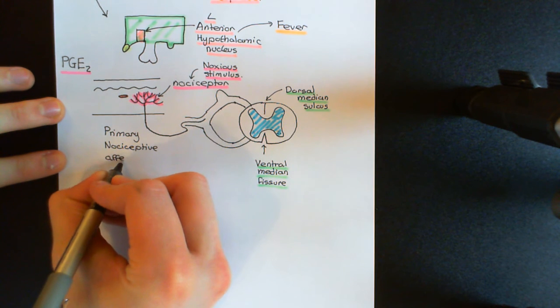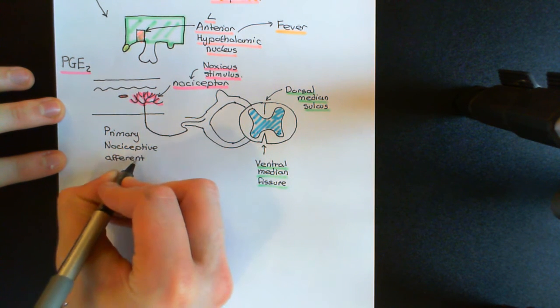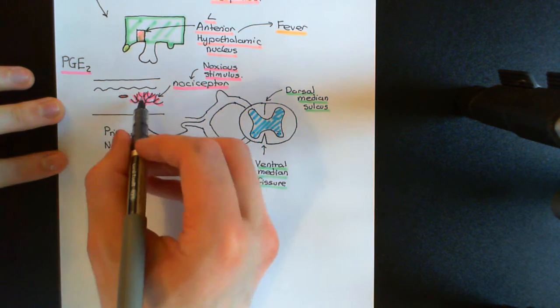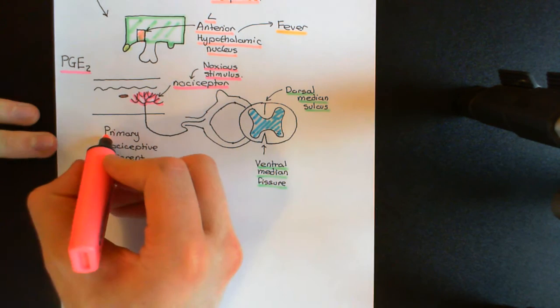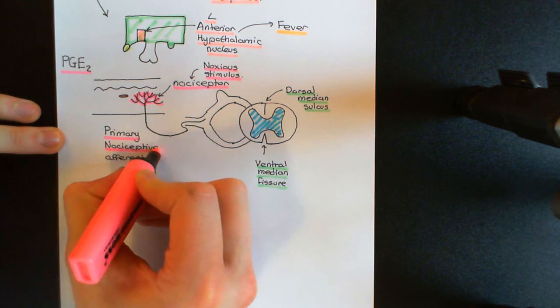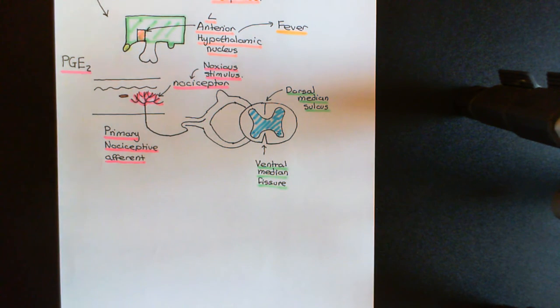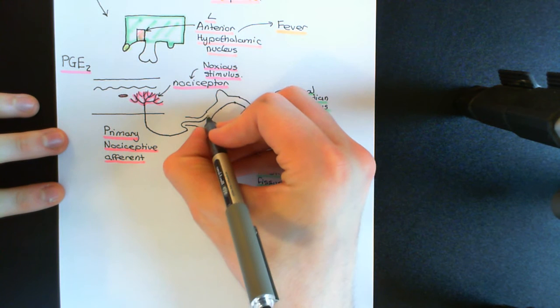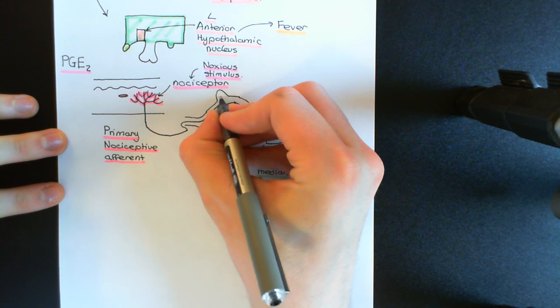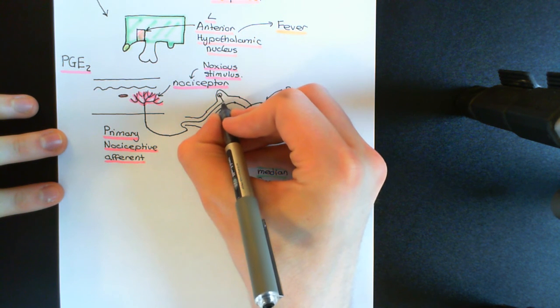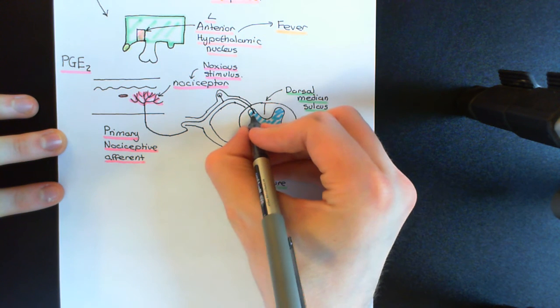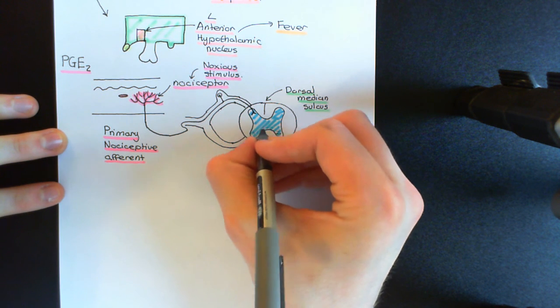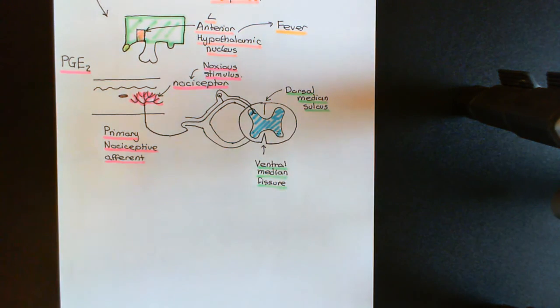afferent. Primary nociceptive afferent. Afferent just means it's coming into the spinal cord. Nociceptive means it's relaying pain information. Primary means it's the first neuron along in the neural circuitry. So, primary nociceptive afferent. Okay, and this primary nociceptive afferent will come in like so, and then it will have its cell body up here in the dorsal root ganglion, and then it will have another process coming off like so, which will go into the dorsal horn of the spinal cord here and synapse onto the second order nociceptive neuron, which will take the information up to the brain.